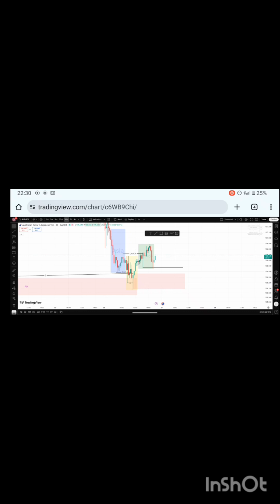So if there is insufficient liquidity, I will not take the trade. But right now, this low is a liquidity for me, because this low is not able to take out this high. Although price is still moving, this low is not able to take out this high. So if this low fails to take out this high, let me put it this way.